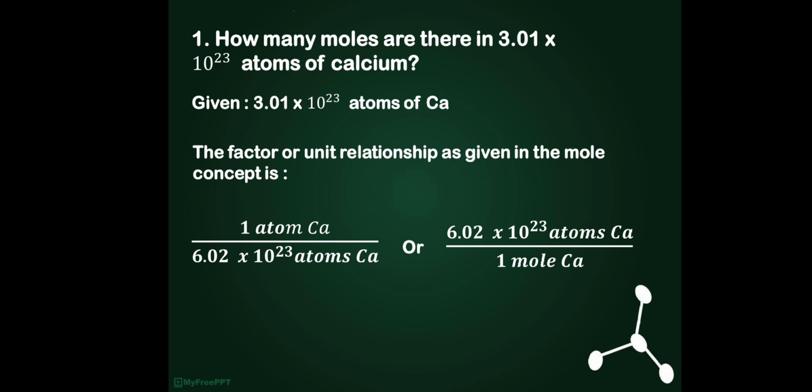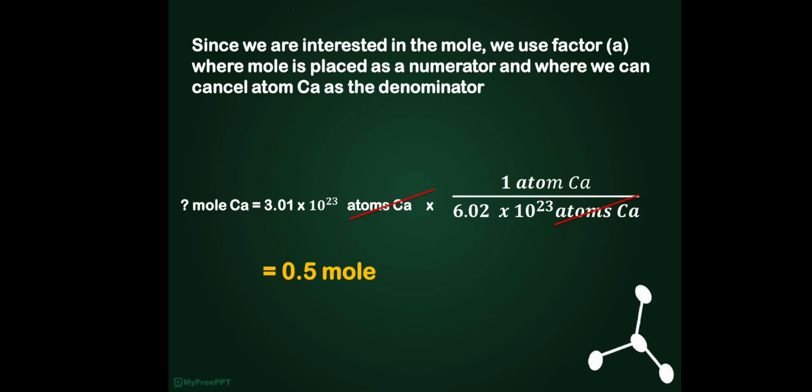Even if the subscript of the element is not written, there is really an invisible 1. Over, of course, the constant for any element, Avogadro's number, which is 6.02 times 10 to the power of 23 atoms calcium, is equal to 1 mole calcium. And since we are interested in the mole, we use the factor where mole is placed as the numerator and atom as the denominator, so that we can cancel the atom.